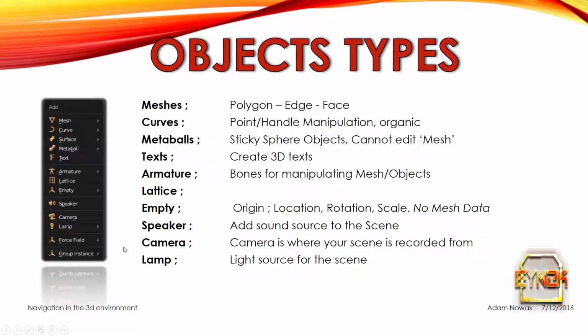The camera is pretty straightforward. It is the viewpoint for when you render from, making our final screen. The armature being bones for manipulating our object and making more complex animations. Text just being text in the 3D environment. Curves being manipulated by a handle and point rather than the polygon edge face.